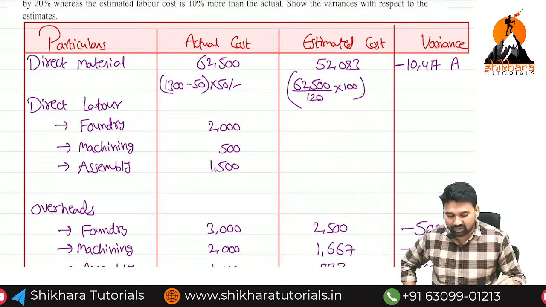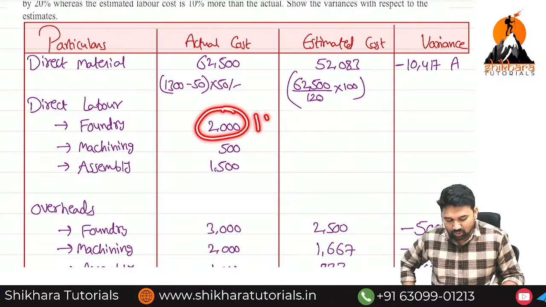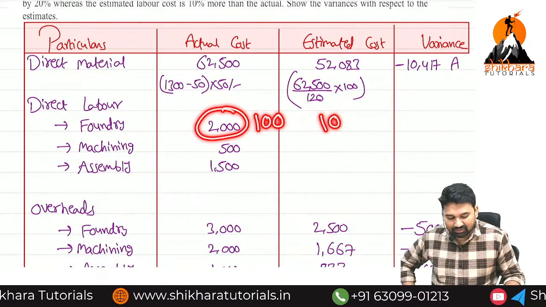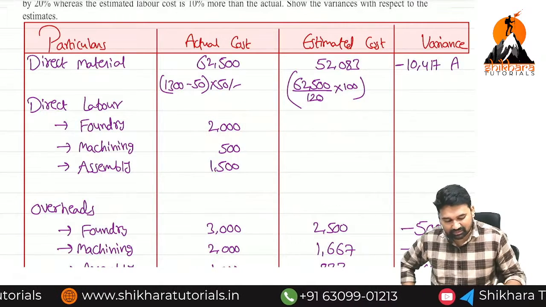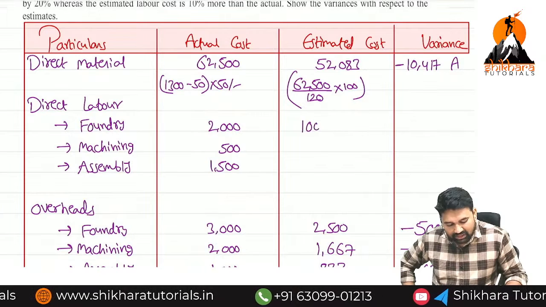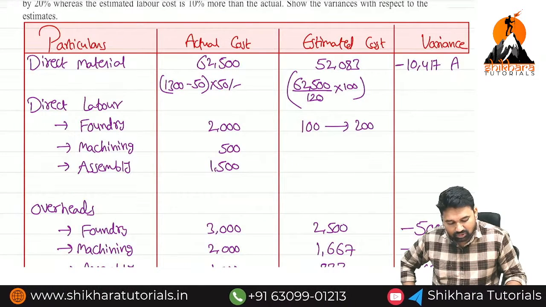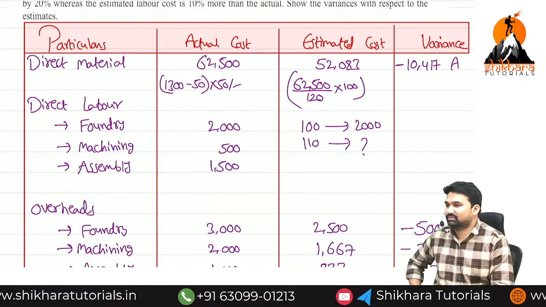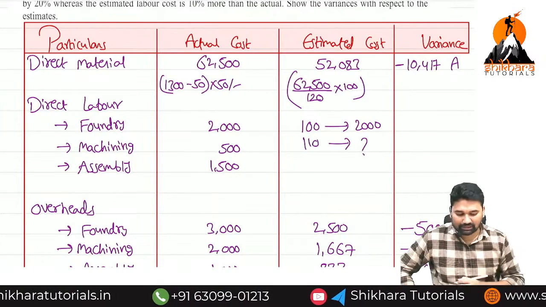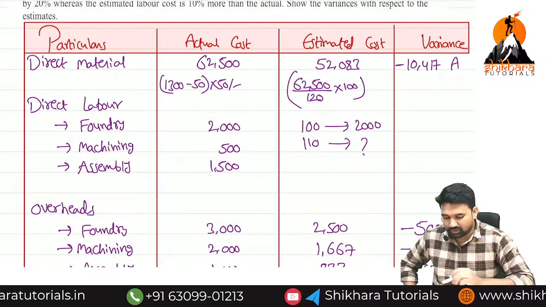So listen carefully. Now, this is equal to 100, then 110 is equal to how much? In equation, we can conclude: if 100 is equal to 2000, 110 is equal to how much? Solve and tell me. 1200.